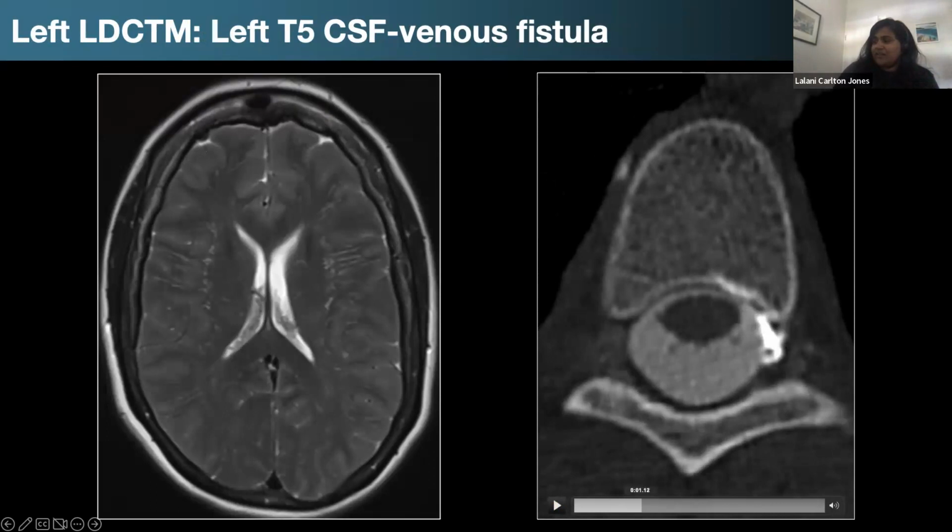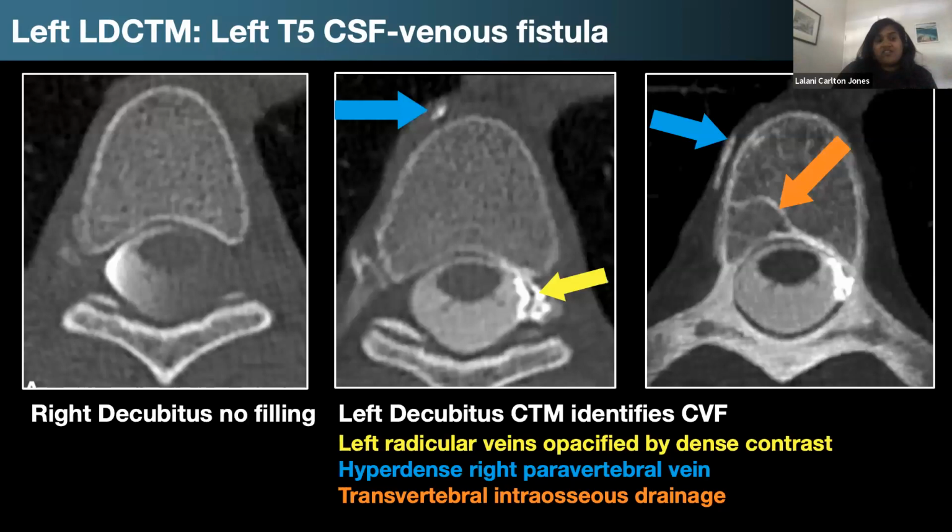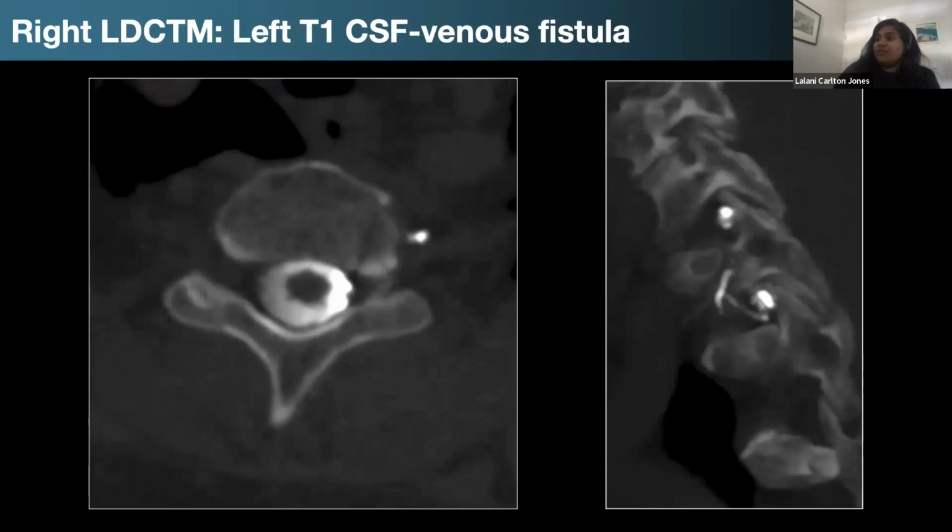It then traverses across this vertebral body as a transosseous vein and then drains on the right side, that transosseous vein. So remember, the fistula is around that nerve root sleeve diverticulum, or nerve root sleeve, most of the time. It's the drainage pathways that can vary. Here we have an example of a left T1 fistula. You can see that there's multiple draining veins.